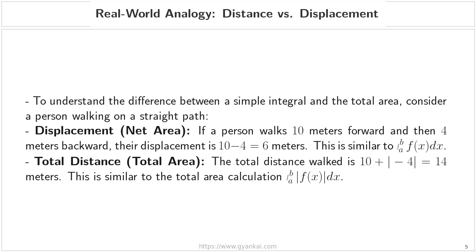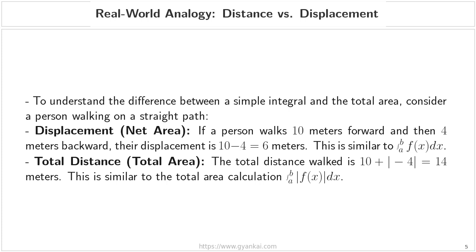Now let's look at the second scenario: total distance traveled, which represents the total physical area. If we want to know the total amount of effort or distance covered, we don't care about the direction, we only care about the magnitude. In this case, the person walked 10 meters, plus the absolute value of the 4 meters walked backward, which gives us a total distance of 14 meters.